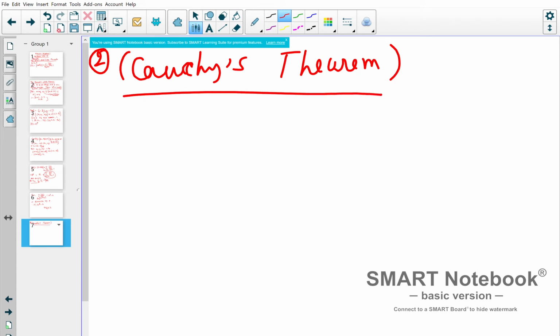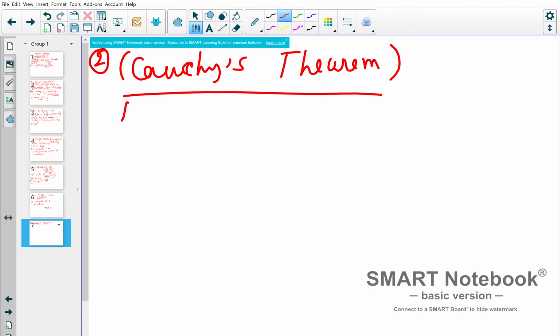Okay. Yeah, so Cauchy's theorem has many proofs. Generally, the classical proof uses mathematical induction on the order of the group or other things. But here we will use group actions and the orbit-stabilizer formula to give you an elegant proof of this theorem. Now, what does Cauchy's theorem tell you?